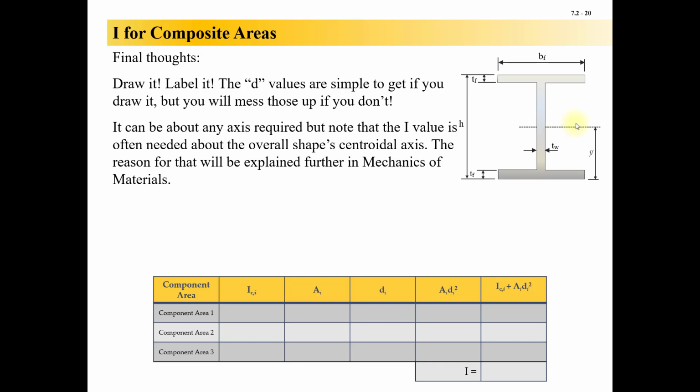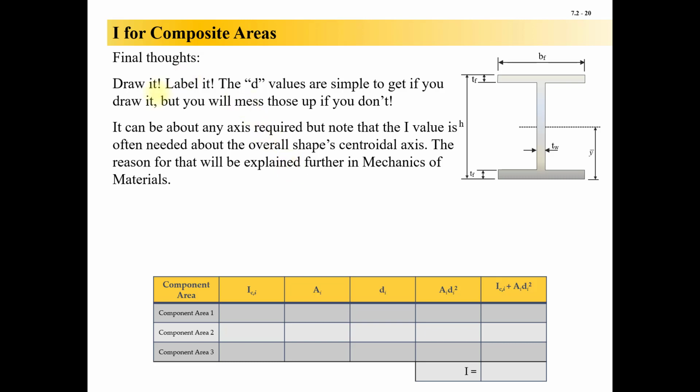If we're finding the moment of inertia about this line, it would be h over 2 minus tf over 2, because you've got to get to the center of this shape. You'll see it. I'm going to work an example that goes through this whole thing. But drawing it is really important, and using that table, because you don't miss anything then.